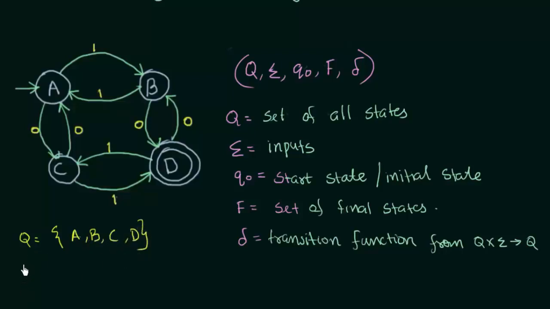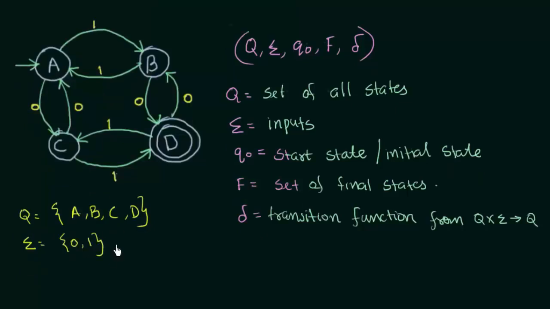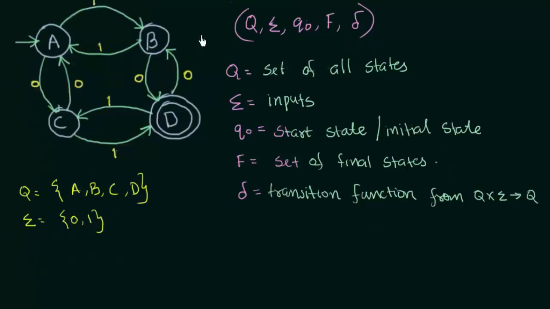And what is our sigma? Sigma is the inputs. We have inputs 0 and 1 here. And what is the next one? Q naught. Q naught is the start state or the initial state. As I already told you, whenever we see an arrow coming from nowhere pointing to a state, that is the start state. So our start state here is A.